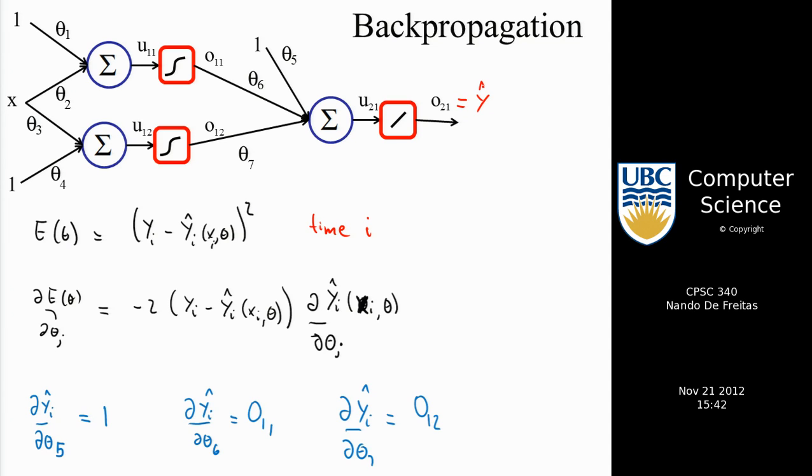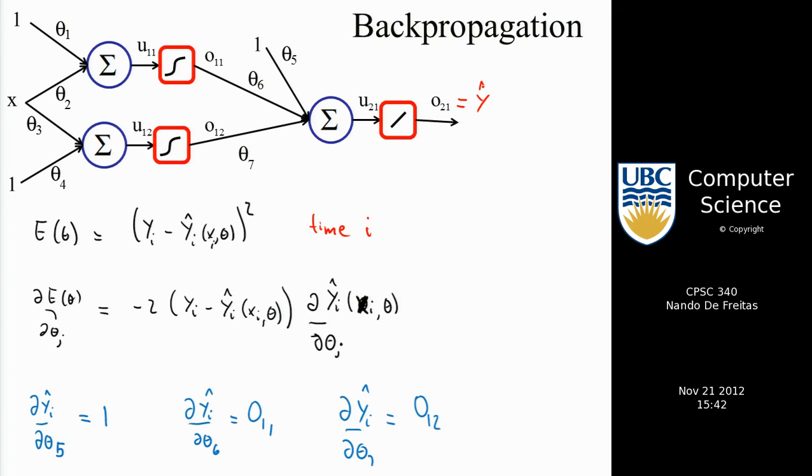Okay, so my error is the difference between y and y hat squared in regression. When you do binary classification, it's not going to be this cost function. It will be the cross entropy. So it's all about just plugging in the right cost function. We differentiate this cost function.